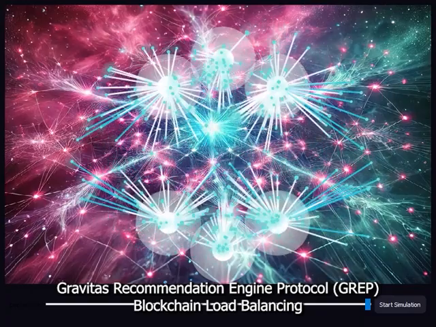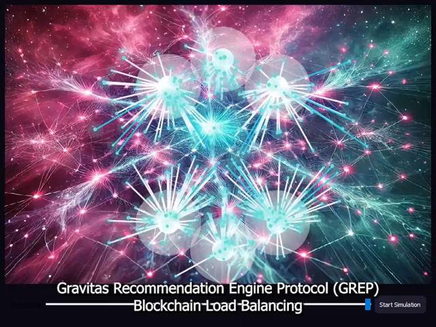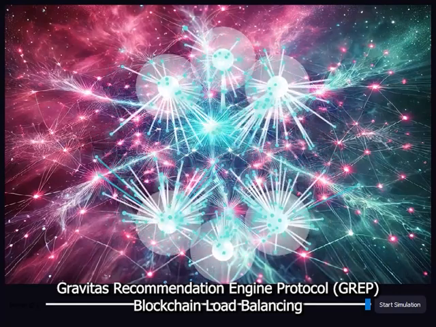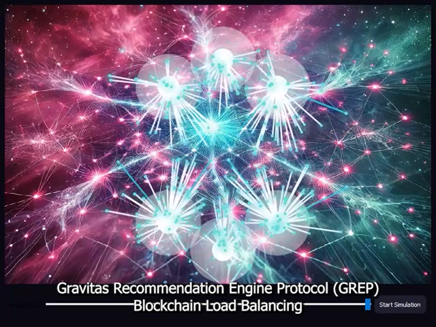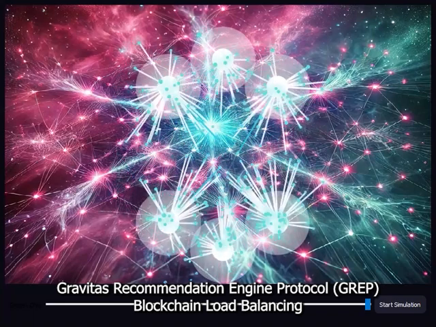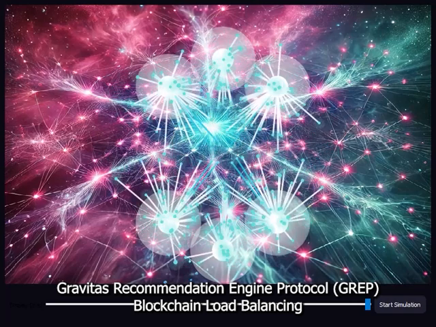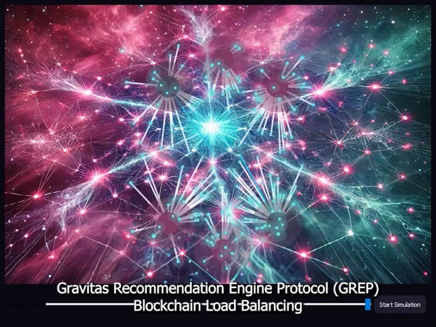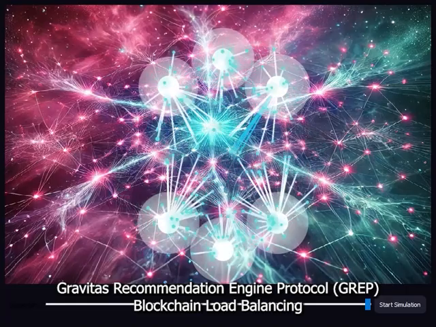Introduction. As blockchain systems grow in complexity, achieving optimal resource allocation and balancing becomes an increasingly challenging task. Traditional load balancing methods struggle to adapt to the real-time demands of decentralized networks, where nodes vary widely in capabilities, workloads, and reliability. Enter the Gravitas Recommendation Engine Protocol, GREP, a physics-inspired framework designed to provide adaptive and transparent recommendation balancing for blockchain systems. This article explores how GREP leverages gravitational averaging to dynamically allocate resources, balance workloads, and optimize the performance of blockchain validators.